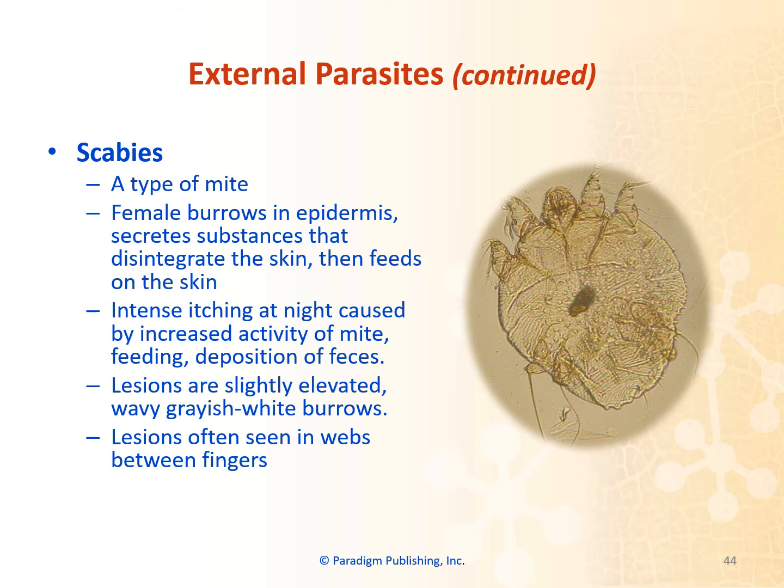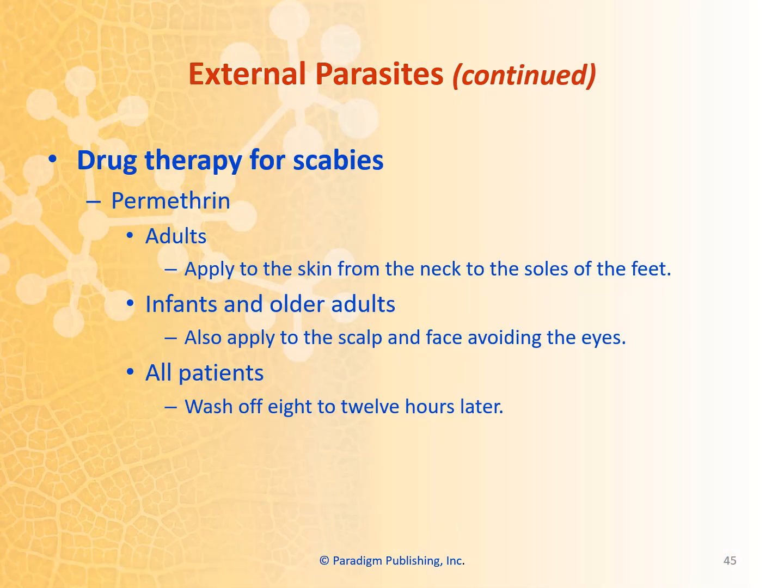Scabies is another external parasite that is found in the skin. It's a type of mite, and the female burrows in the epidermis and secretes substances that disintegrate the skin and then feeds on that skin. Symptoms include intense itching at night caused by the increased activity of the mite, feeding and depositing feces. Lesions are slightly elevated, wavy grayish-white burrows, and the lesions are often seen in webs between fingers.